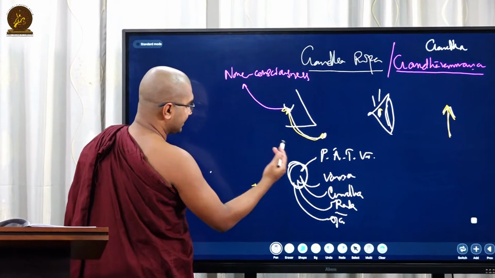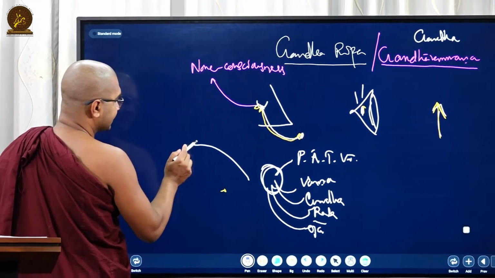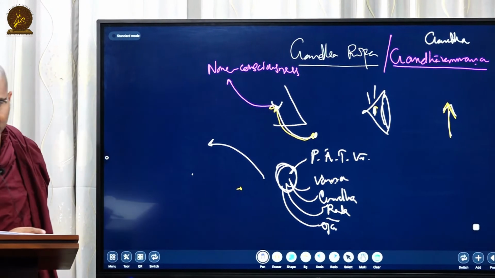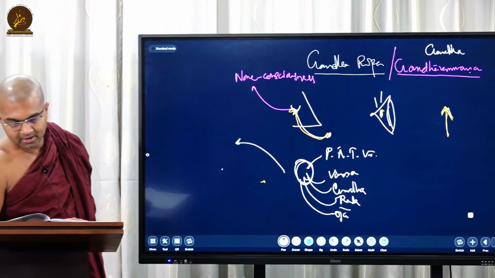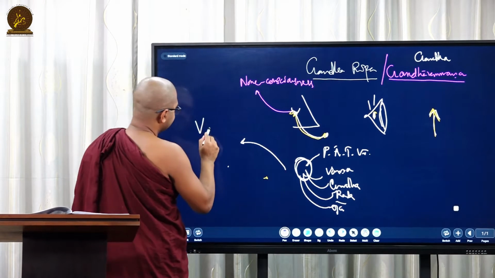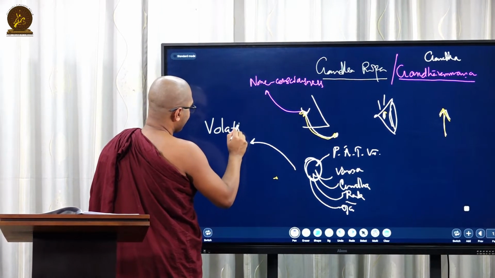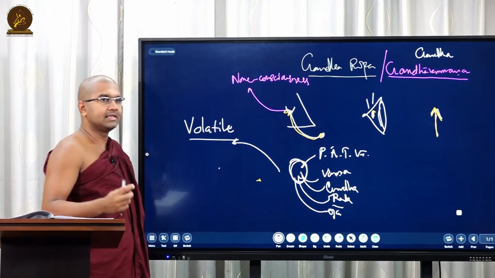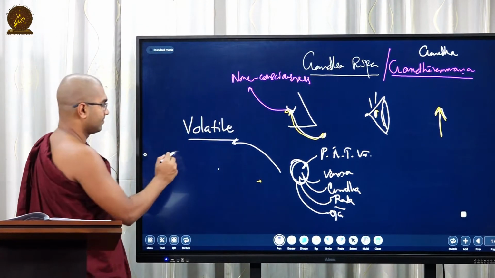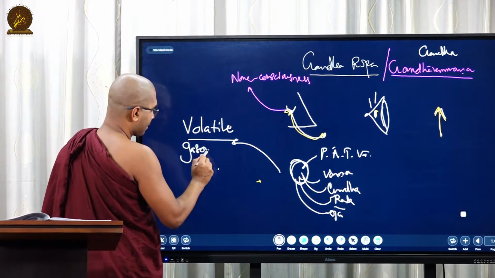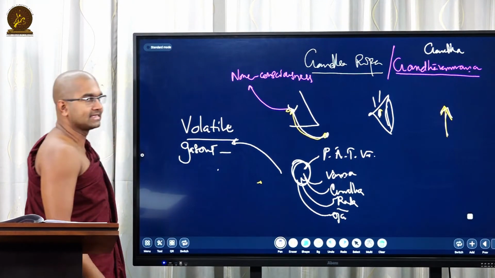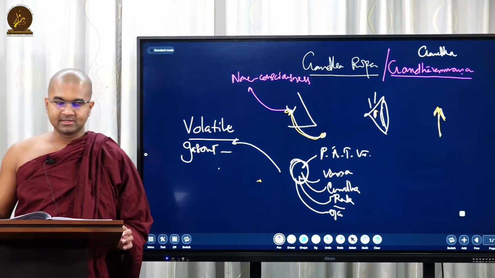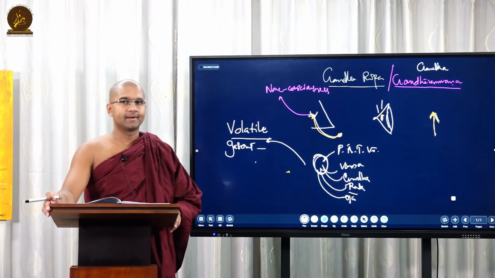has to be in a state of, as we normally call it in English, a volatile state. The word we use, volatile. They have to be volatile. Volatile means they are gaseous. They are in a state of a gas. In Pali, you can find this in 2.88, right?